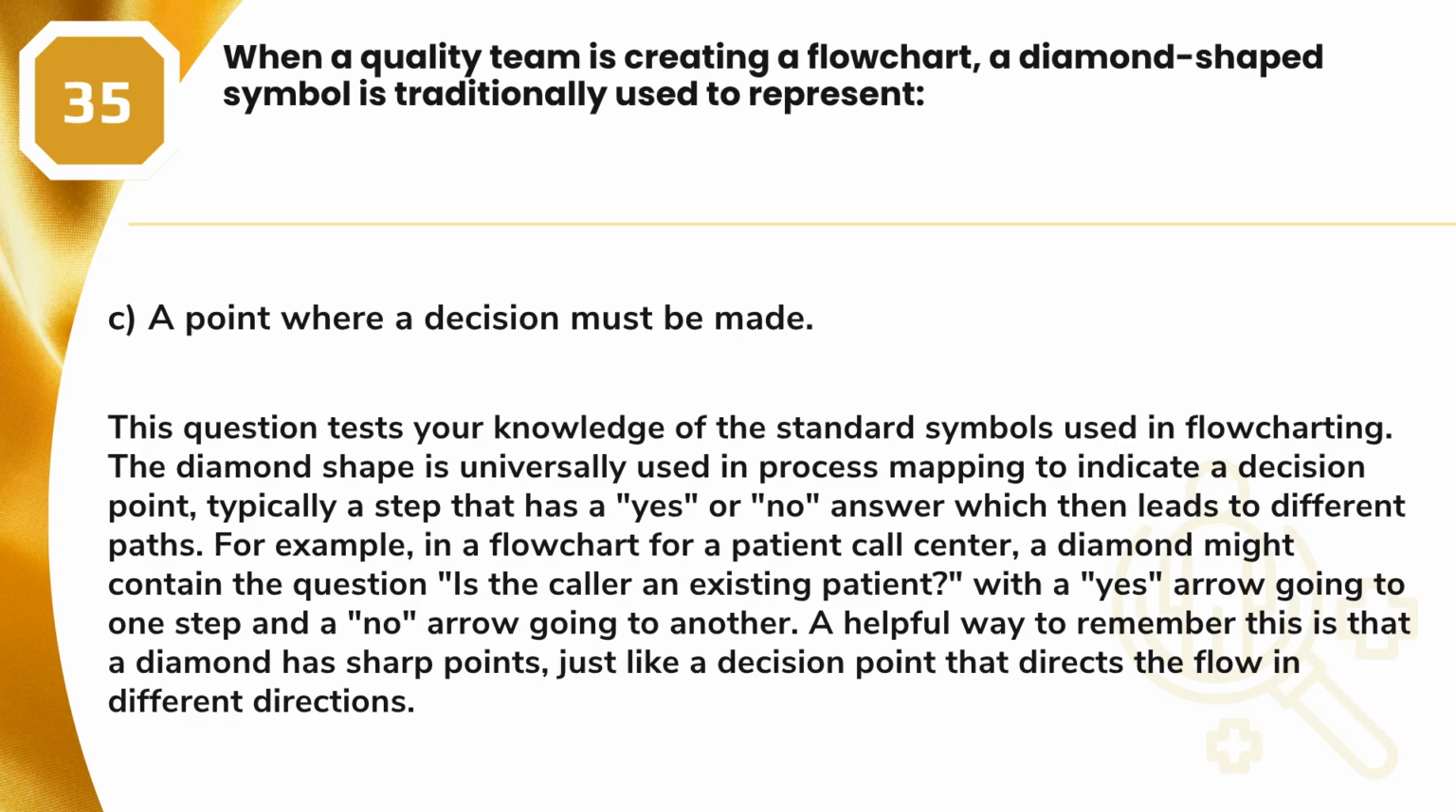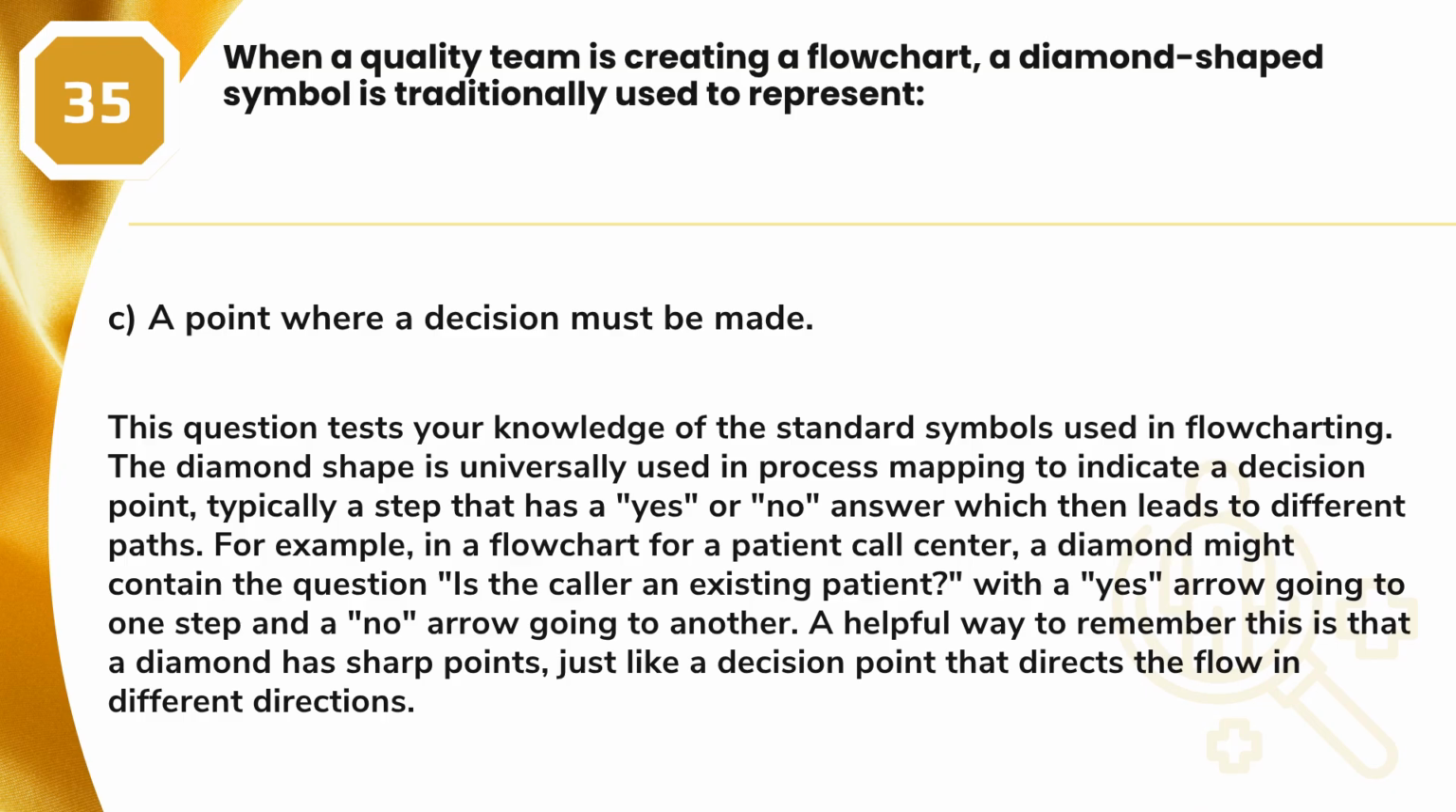Answer: C. a point where a decision must be made. This question tests your knowledge of the standard symbols used in flowcharting. The diamond shape is universally used in process mapping to indicate a decision point, typically a step that has a yes or no answer, which then leads to different paths.